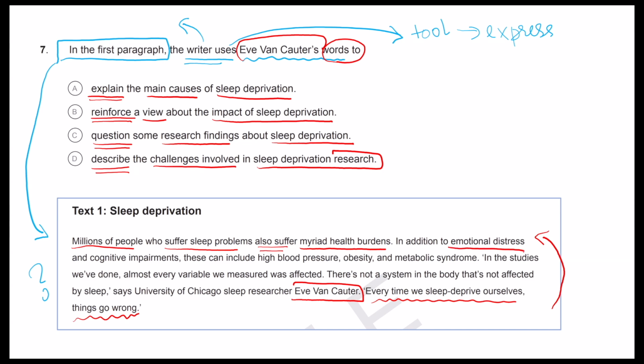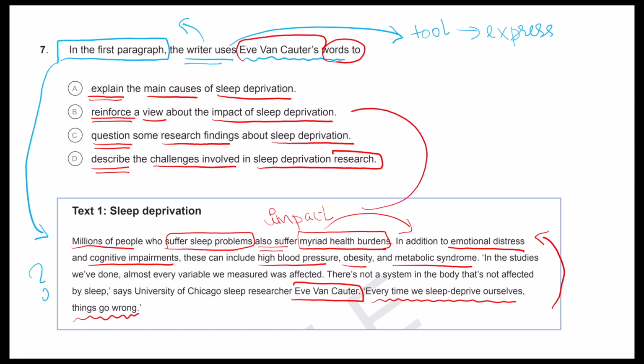Emotional distress, cognitive impairments, high blood pressure, obesity, metabolic syndrome. So basically, people who suffer from sleep problems, who are deprived of sleep, also have health problems. So basically, what is given in the list is actually the impact, right? So we know that the impact is mentioned here in option B. Now you can see there is a quote given here.